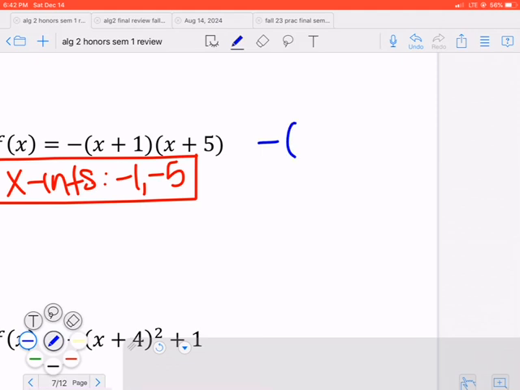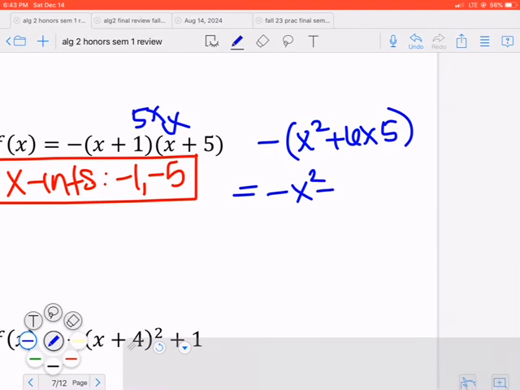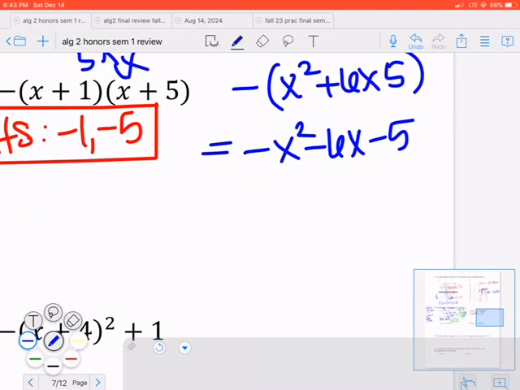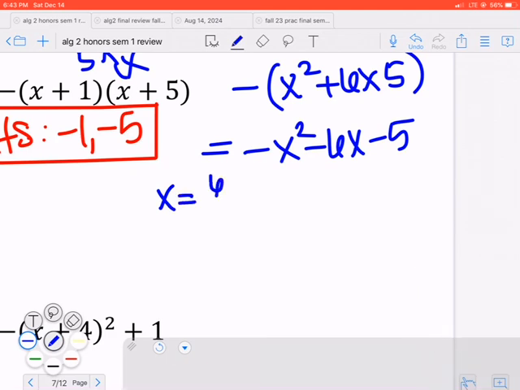I'm going to leave that negative sitting there, and now I'm going to FOIL. Outside is 5x, inside is 1x, so that's plus 6x. 1 times 5 is 5. And now I'll distribute that negative. Negative x squared minus 6x minus 5. So now I can use negative b over 2a. So 6 over negative 2 is negative 3.